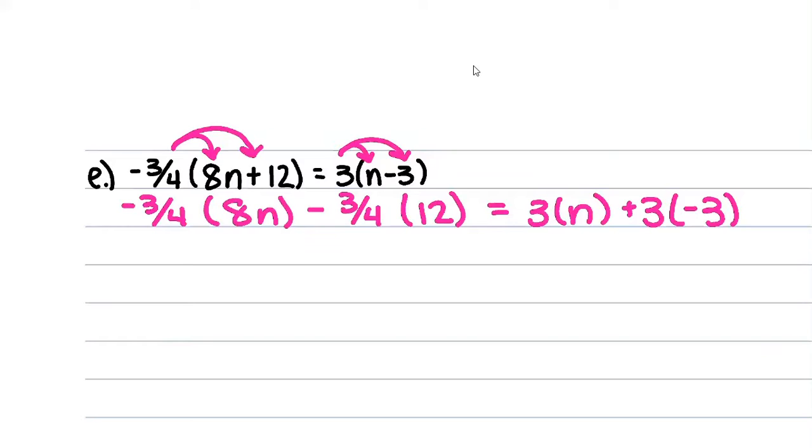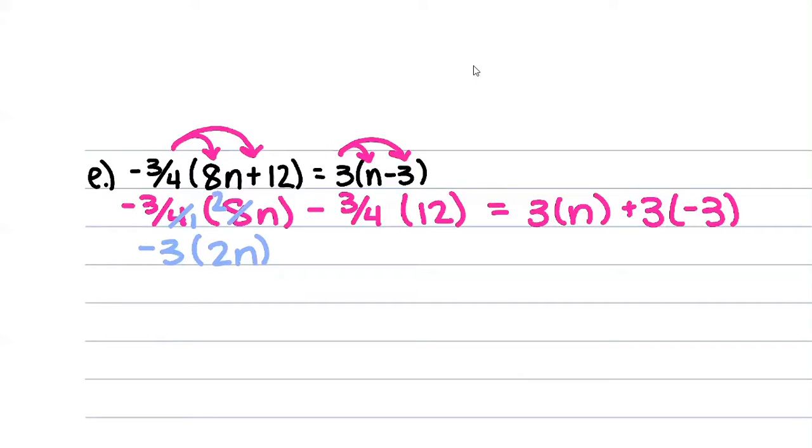I did this so I can see my multiplication a little easier, so when I look at this, I can cancel things out with my fractions before I multiply. The first one I have is -3/4 times 8n. The 4 and the 8 can simplify. The 4 becomes a 1 and the 8 becomes a 2, so you're only doing -3 times 2n.